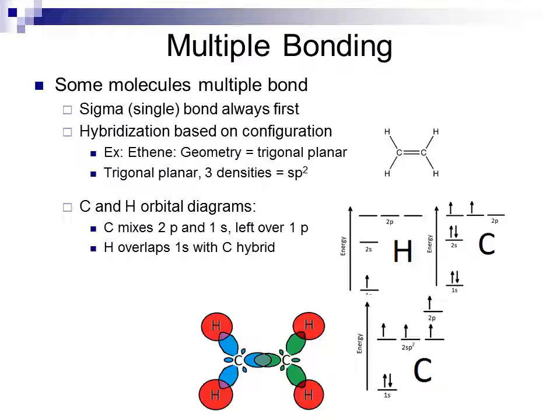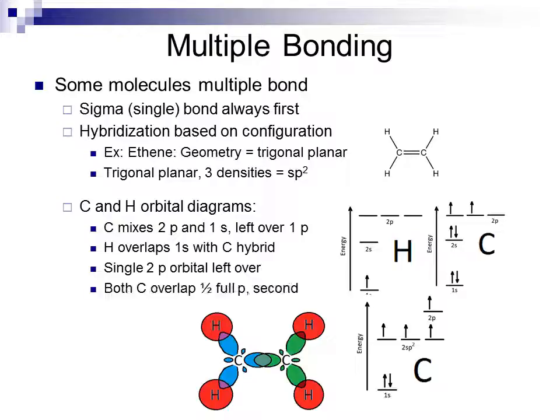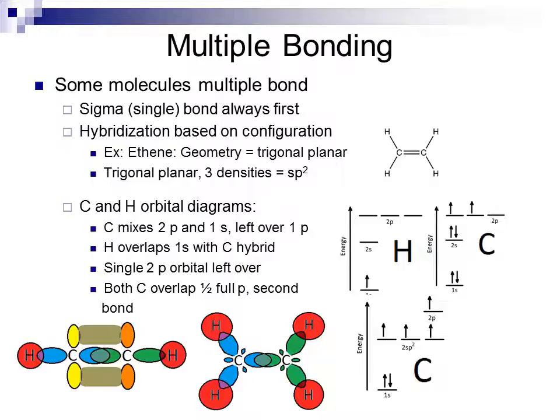If we look at the actual structure of the molecule, the hydrogen will overlap its 1s with the hybrid orbitals that are left over. So we get hydrogen overlapping with a hybrid orbital on each of the sides, and then the carbon overlapping its hybrid orbital in between the 2 carbons. Those leftover p's will mix together and make a pi bond. That half-full p orbital mixing with a second half-full p orbital makes a full orbital mix from the 2.